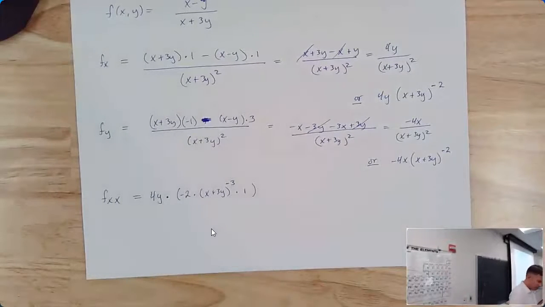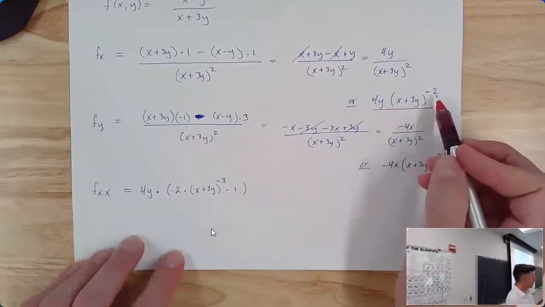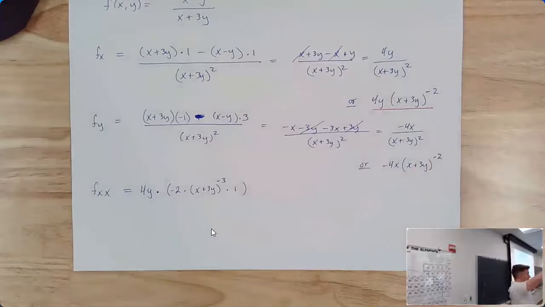So I'm differentiating this. When I have some stuff to a power, the power comes down and the new power is -1, and -2 minus 1 is -3.